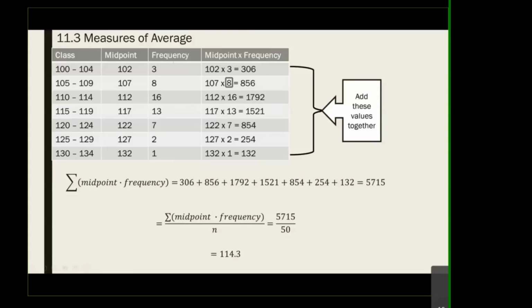Okay, and again, this is basically just an estimate, right? We don't know the exact data. We just estimate that the average temperature for this group of states is 114. Okay? So that's the idea of this group in terms of grouped data. Any questions with this grouped data?